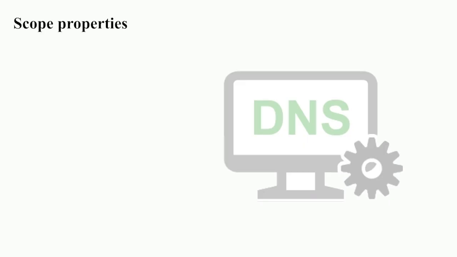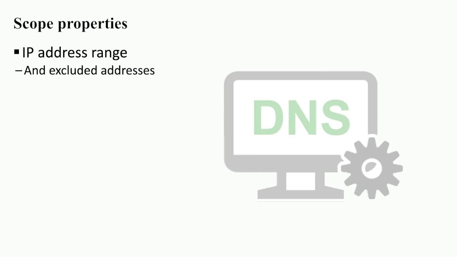Hello everyone, today we will talk about what configuration settings are required for the DHCP server. First, we need an IP address range. We need to know exactly which IP addresses will be assigned to this particular server. We need the associated subnet mask for that IP address range.